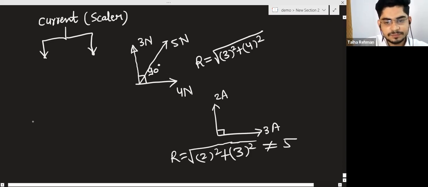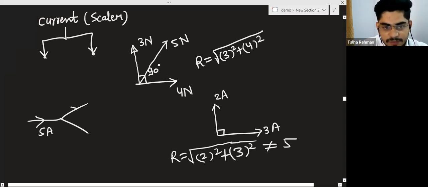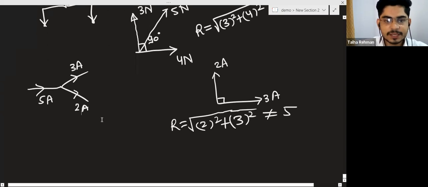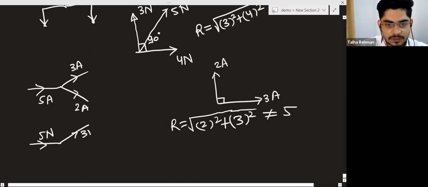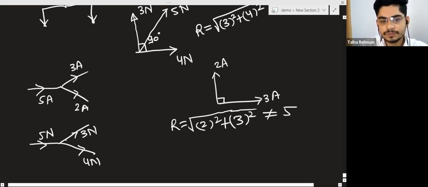And in case of current, there are some differences. Like here is a current of 5 ampere. So this current will divide like this, 3 ampere and 2 ampere. We will discuss this. But in case of vectors, we cannot say this. If a force of 5 Newton is like this, and here is 3 Newton of force, and here is 4 Newton of force, we cannot say this because we have to calculate the angle and all that. But in case of current, we can say.